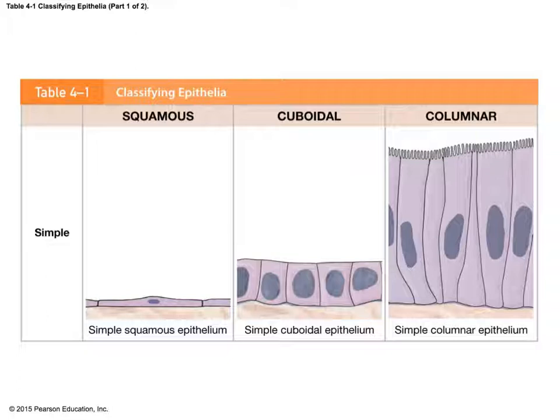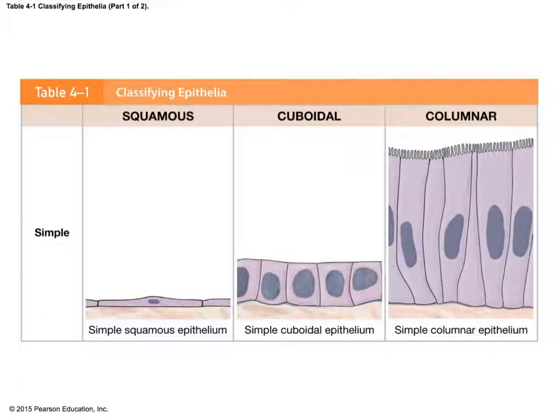Hey, do you want some pictures in your notes? These are types of simple epithelia. So you have simple squamous, which is one layer of flat, thin cells. Simple cuboidal is how many layers? And what shape of cells? Cubed. One layer of cube-shaped cells. And then simple columnar, how many layers? One. And what shape? Columns.